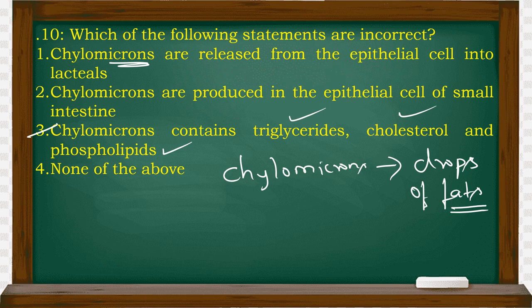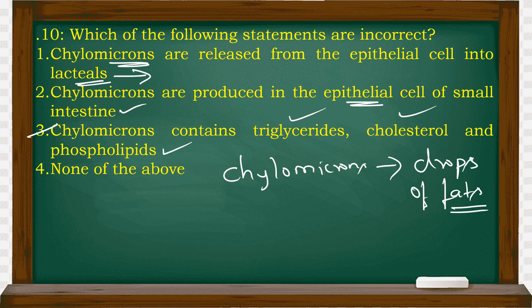Yes, absolutely, because chylomicrons are nothing but fats, and all these three constitute fats. Second option, chylomicrons are produced in the epithelial cells of the small intestine. Yes, definitely, the small intestine has epithelial cells which are secretory in nature, and they are the ones which secrete these droplets of fats. First option, which reads chylomicrons are released from the epithelial cells into the lacteals.